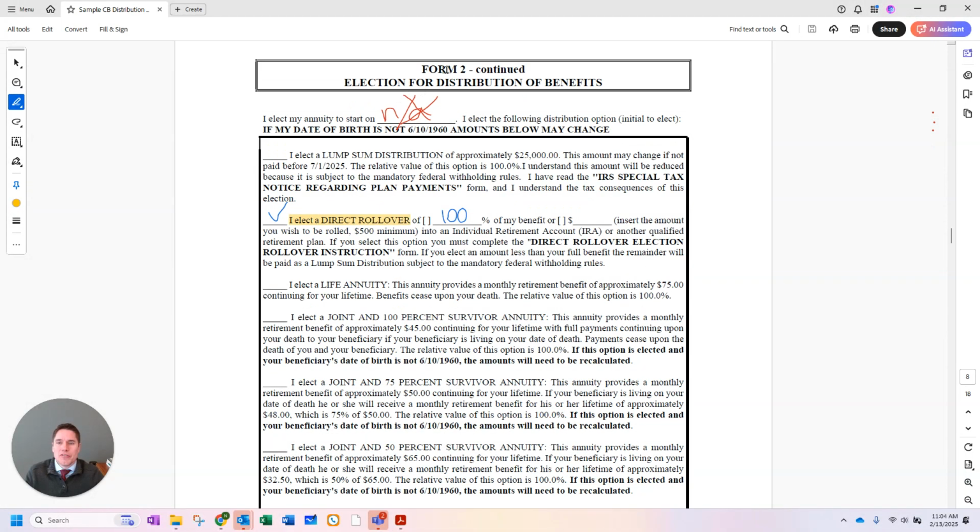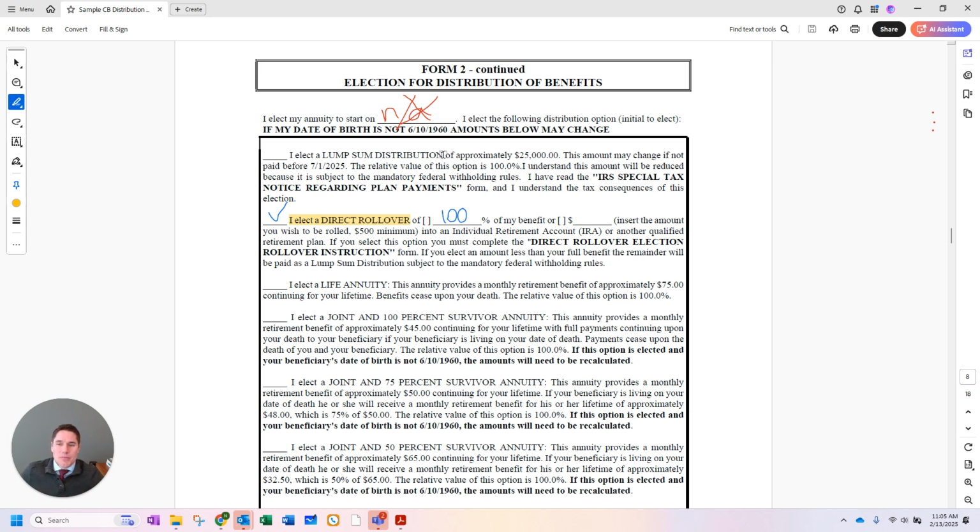So here's the Form 2, continued election for distribution of benefits. It says here, I elect my annuity to start on, I'm saying NA, cross it off, don't do this. I definitely recommend you do not purchase an annuity at this point in time. If when you're ready to retire, you decide to purchase an annuity at that point in time, that could be a more reasonable decision. Doing that now, not the best financial decision.